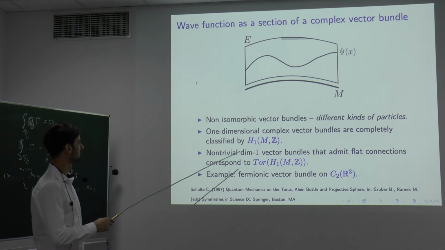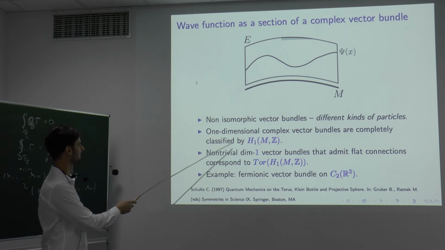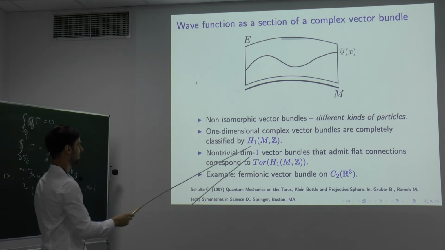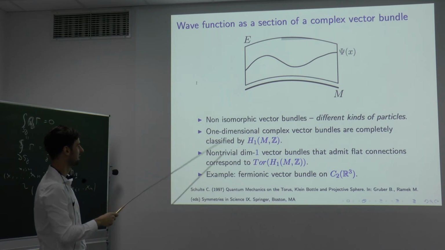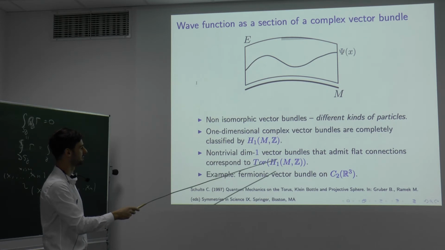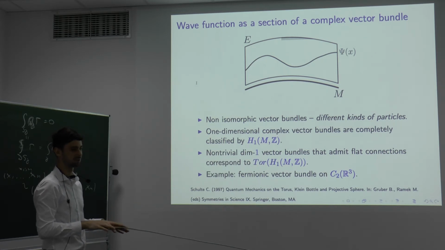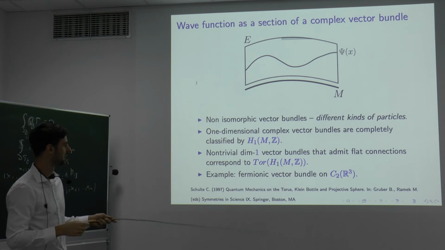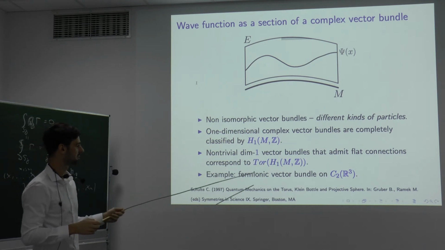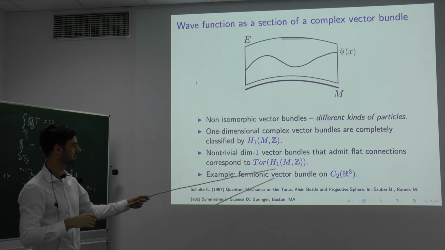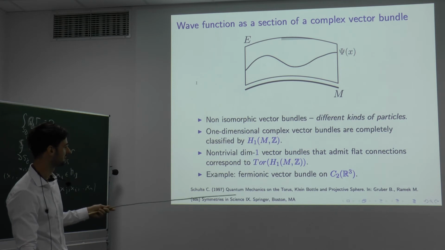And there is one nice theorem that classifies one-dimensional complex vector bundles completely, and this is just by looking at the first homology group. This is what we already had before. And what we are interested in are the vector bundles that allow flat connections, because they would allow us to construct theories without classical forces, and these correspond to the torsion of the first homology group. So this is something different in the story of anyons. Just looking at the torsion, so this is a bit different.